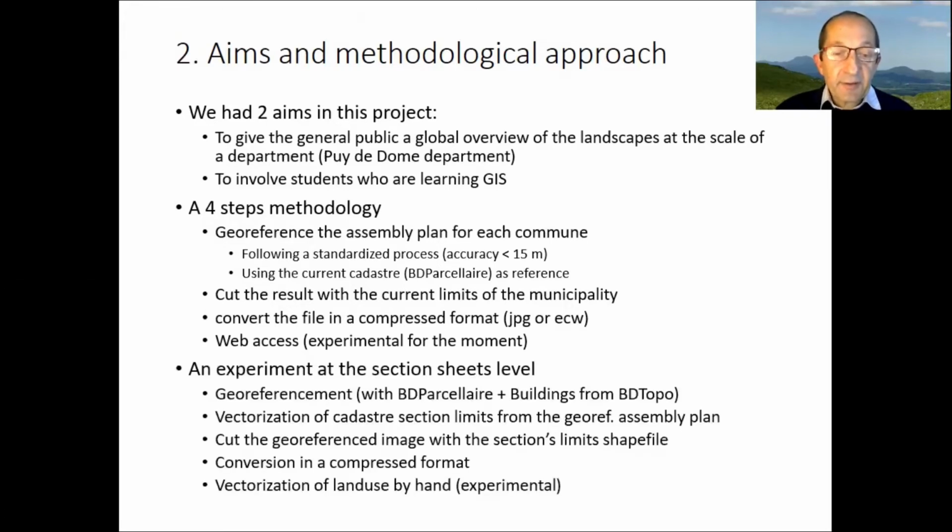And we tried also to experiment the same work at the section sheet level. And so we added new files for referencing. We use buildings from the National Geographic Institute, the BD Topo, because many buildings have not changed since the 19th century. And then we cut the georeferenced section maps to only keep the inside of each section limit.